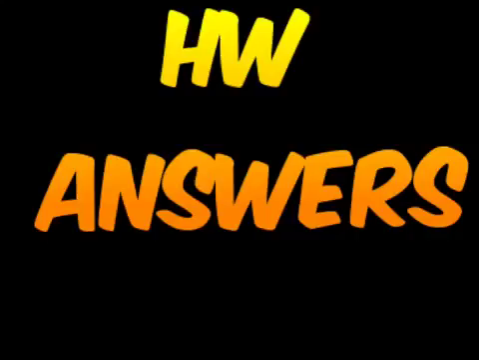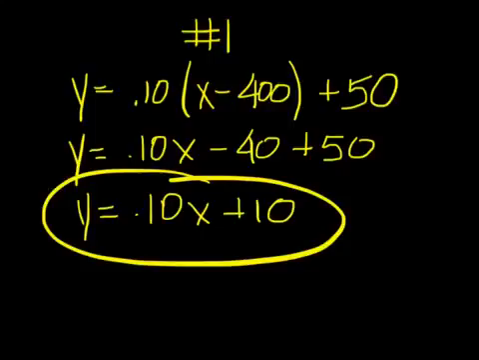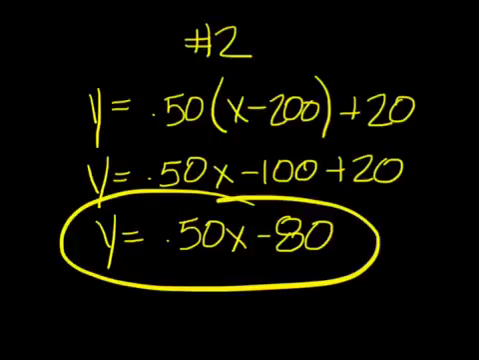Here are the answers for homework. There's number 1. 0.10 x plus 10. You have to have the y equals as well. Number 2 is 0.50 x minus 80, and that's y equals 0.50 x minus 80. You must have the y equals.